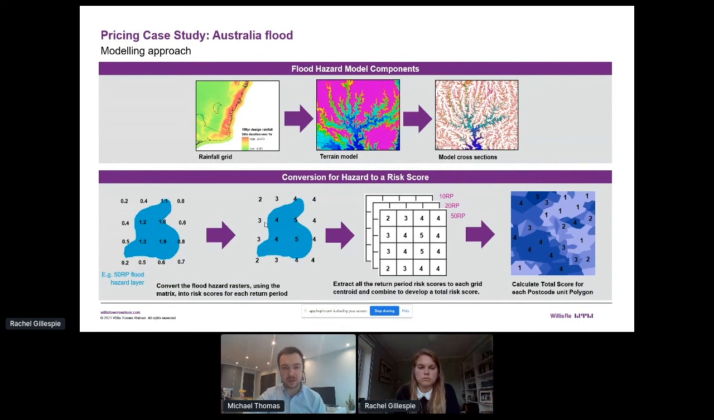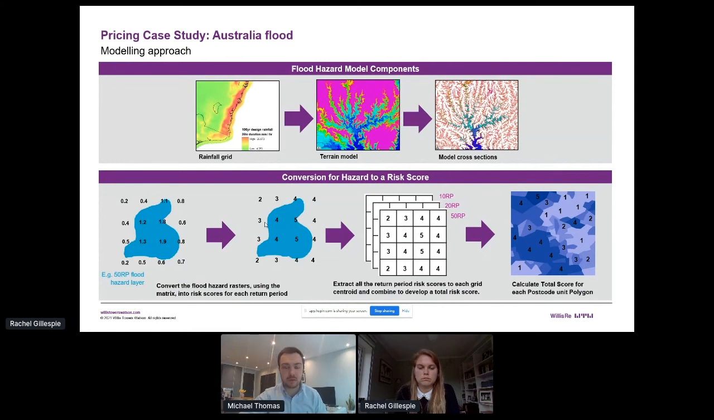And in basic terms, we've come up with a flood hazard model, and there's a number of components to that. You've got your rainfall grid, so that's looking at geographically where you're going to have the most amount of rainfall in your geographic area, but also the duration of that and other components. And then you need to link that up with a terrain model, because you need to know, okay, well, once water hits the ground, where does it flow to?